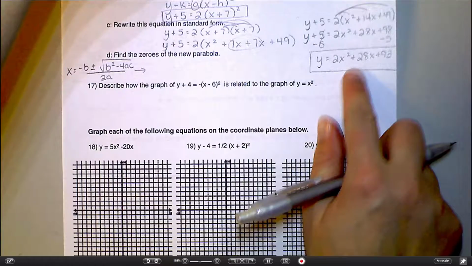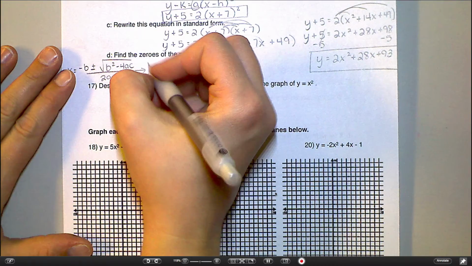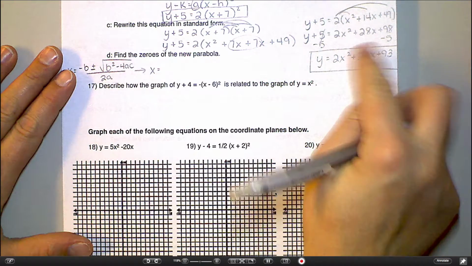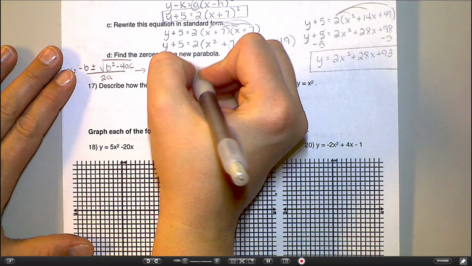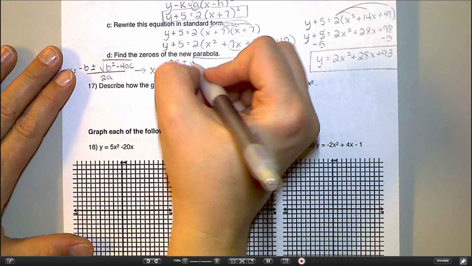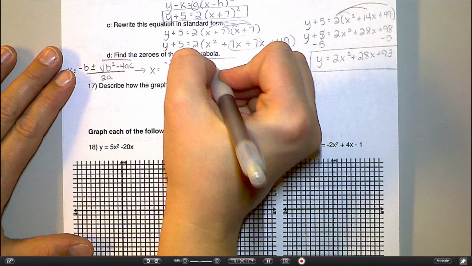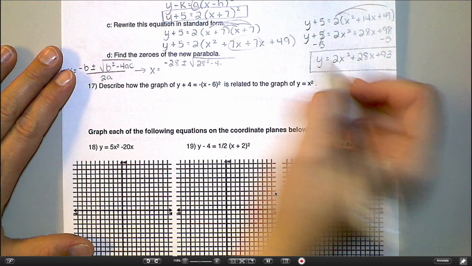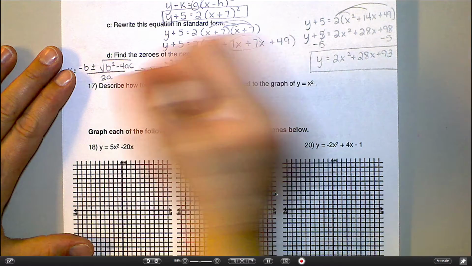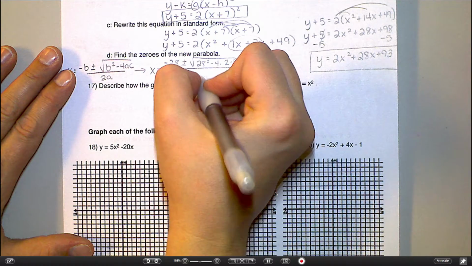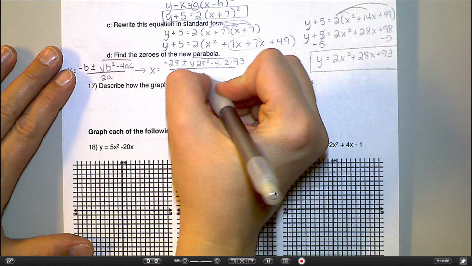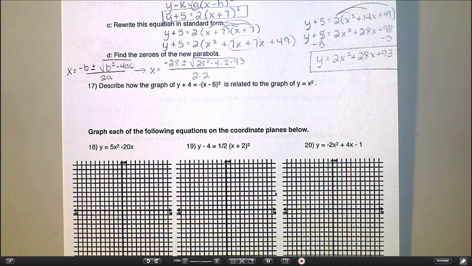So I'm going to look at this, and I'm going to plug in my values here. I'm going to say x equals negative 28 plus or minus the square root of 28 squared minus 4 times my a, which is 2, times my c, which is 93, all over 2 times my a value, which is 2. Anyone struggling with plugging the numbers in there? Okay with that piece?